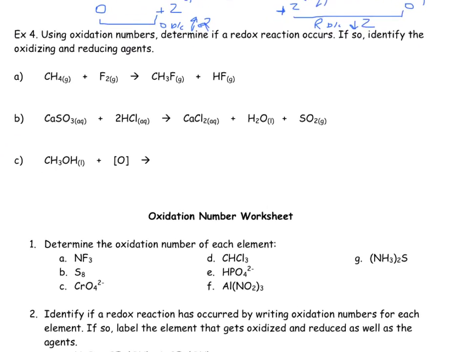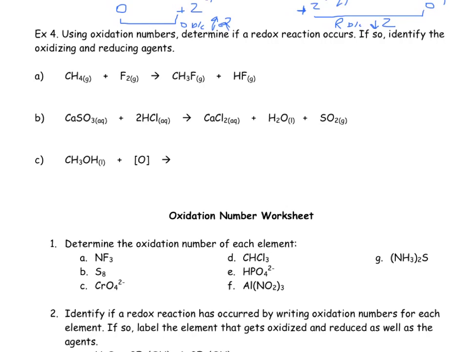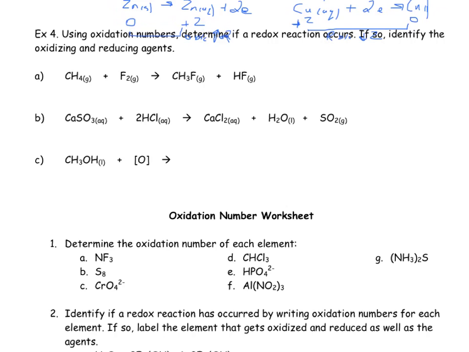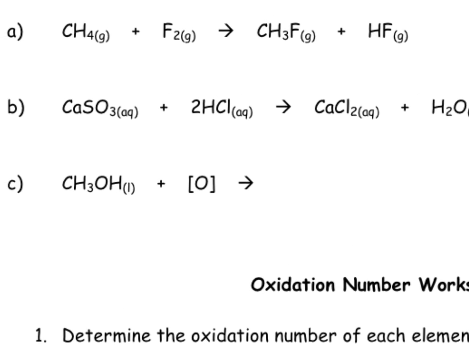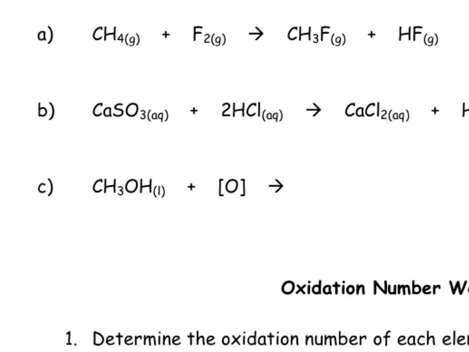Pause the video and try out example number 4. Using oxidation numbers, determine if a redox reaction occurred, and if so, identify the oxidizing and the reducing agents. Here are the answers for example 4. Notice that in question A, none of the compounds have charges. This is why using the oxidation number method is a lot easier than keeping track of electrons being transferred.